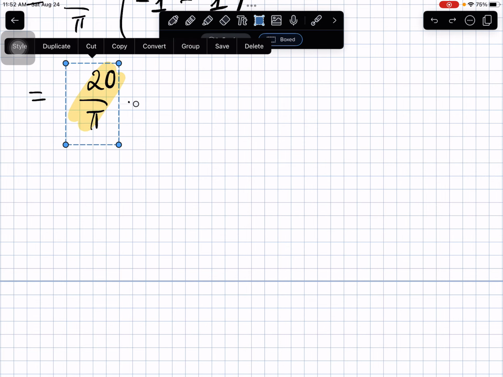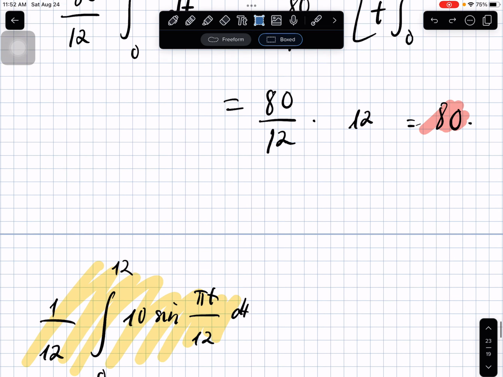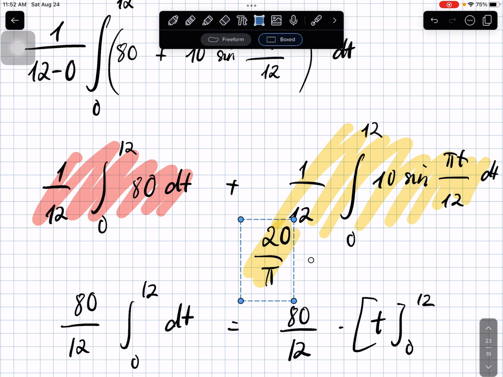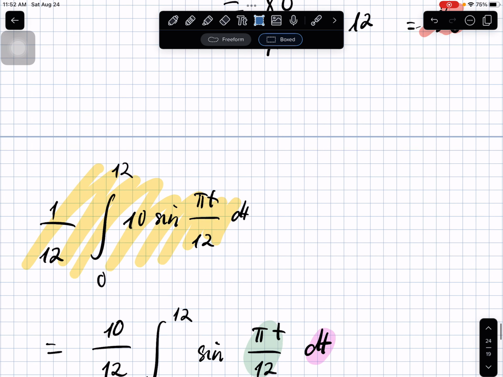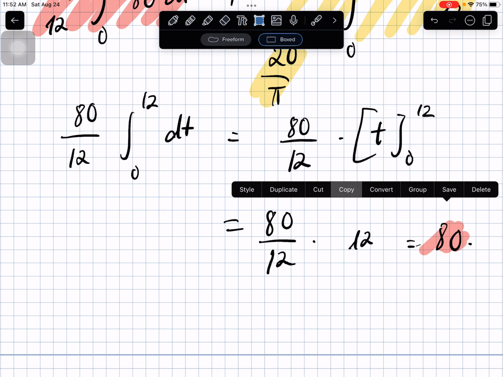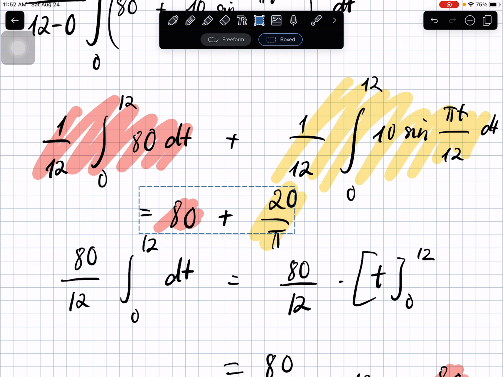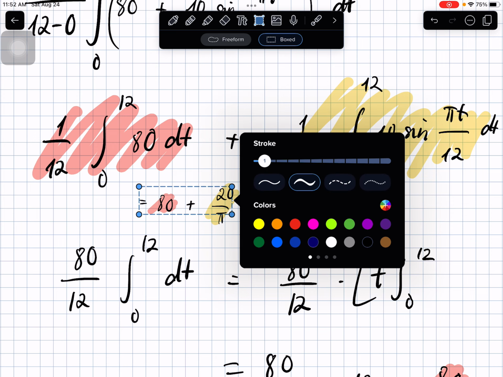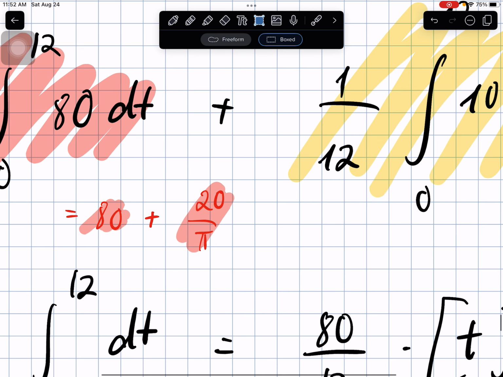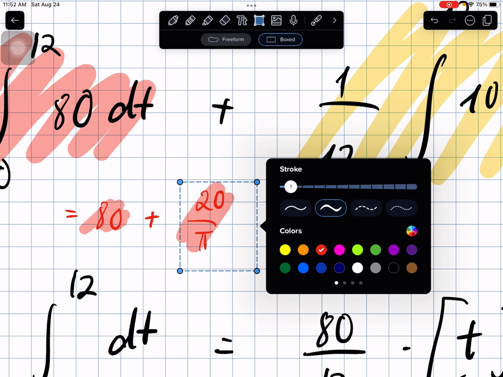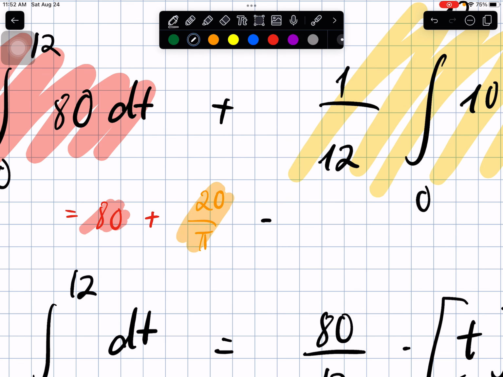So let's put them all together. The second one is 20 over pi, and the first one is 80. So this is equal to 80 plus 20 over pi. Yep, so you compute it. It's equal to something like 86 point something degrees Fahrenheit.